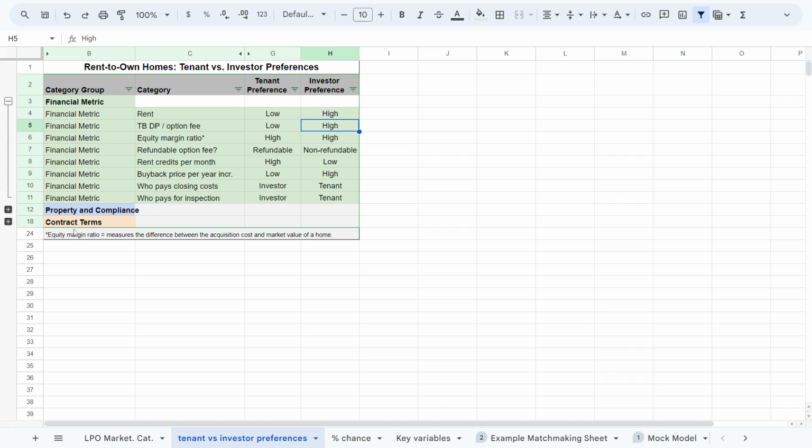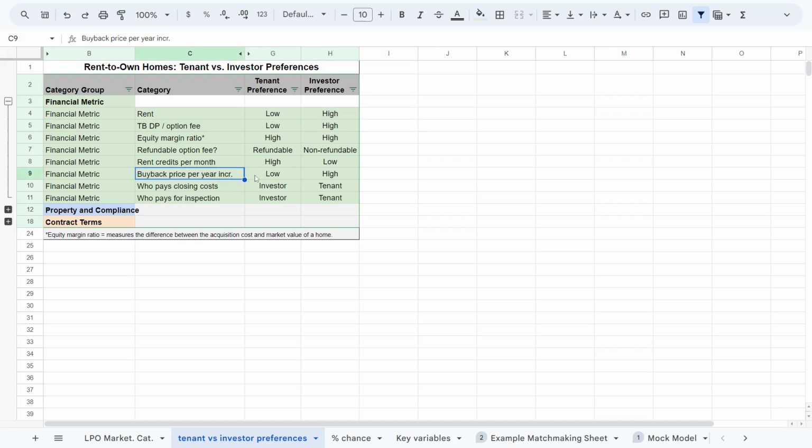Equity margin, as we define it, is the difference between the acquisition cost and the market value. So if you have a home for 200,000, but it's actually worth 250,000, both parties want a good equity margin. A tenant would want a refundable option fee. The investor would want non-refundable. The tenant would want almost all of the rent payment to go towards credits. The investor wants the lowest amount. So there's a healthy tension here.